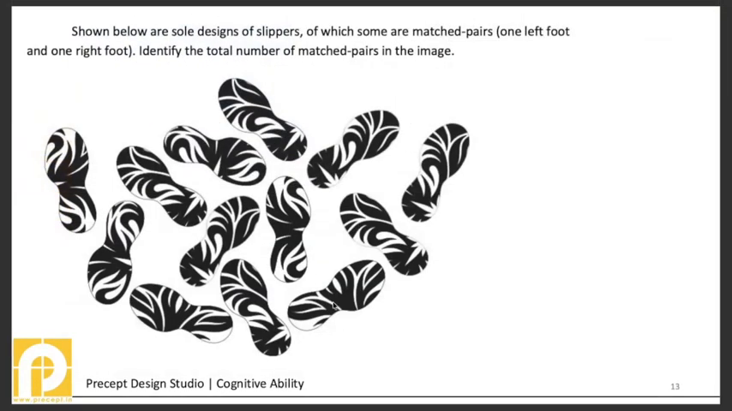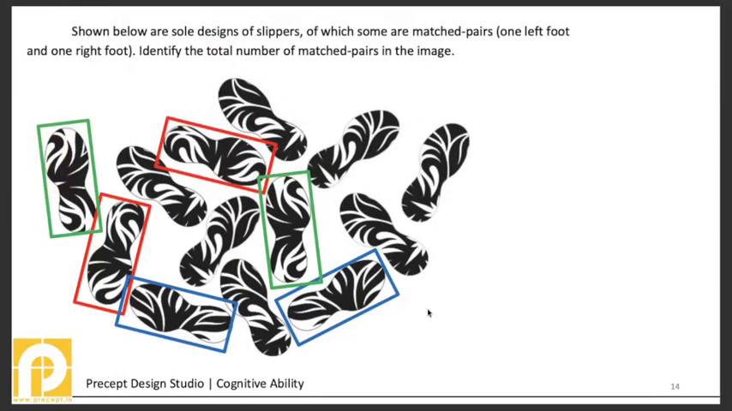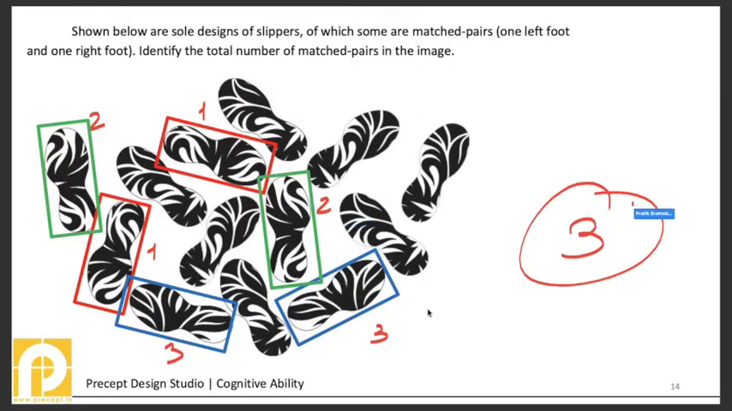Shown below are sole designs of slippers, of which some are matched pairs, 1 left foot and 1 right foot. You have to identify the total number of matched pairs in this image. How many matched pairs are there in this image? All right, so these are the total number of matched pairs that are there. This is 1 pair, this is the second pair, and this is the third pair. Total 3 pairs are there, each made of 1 left and 1 right foot.